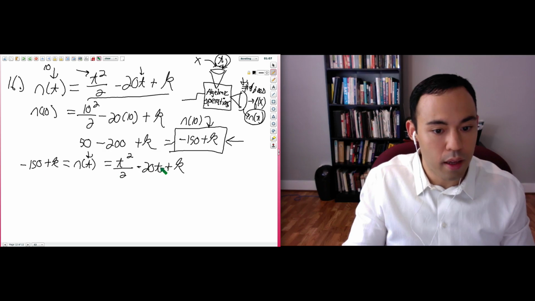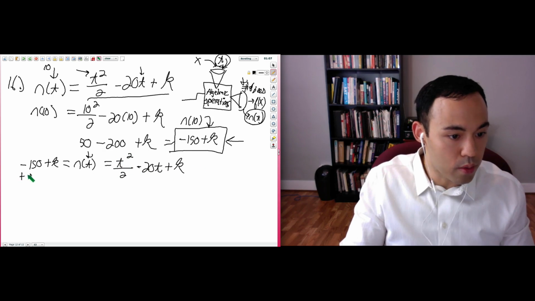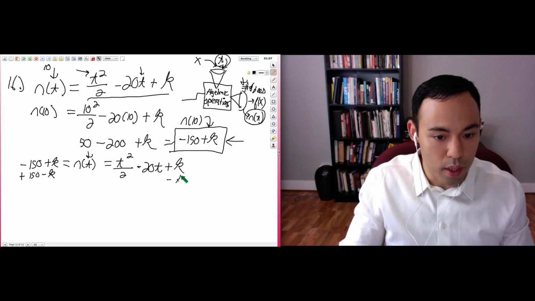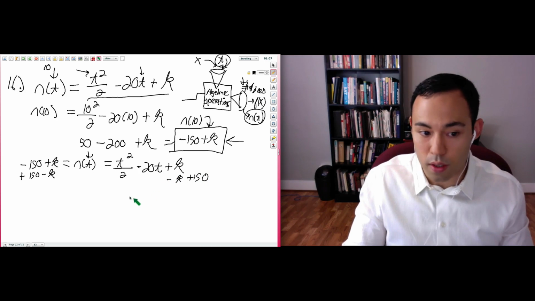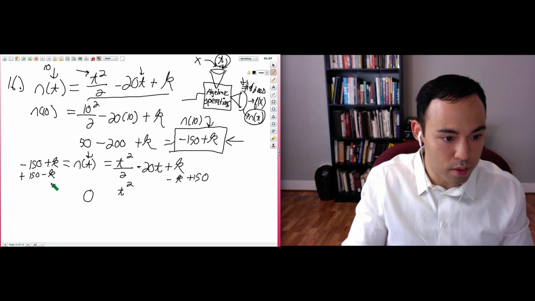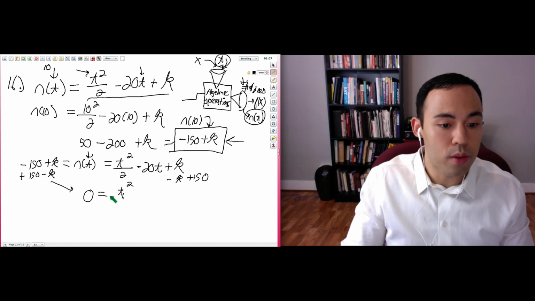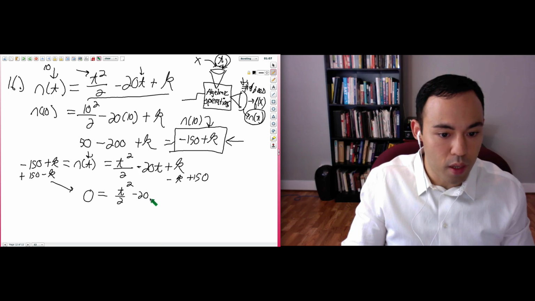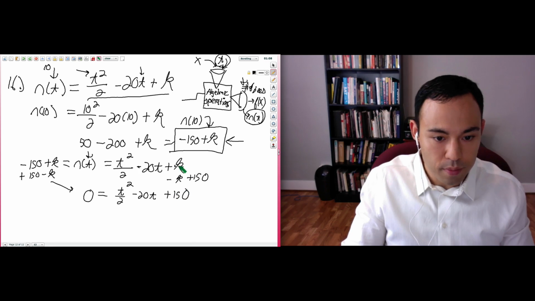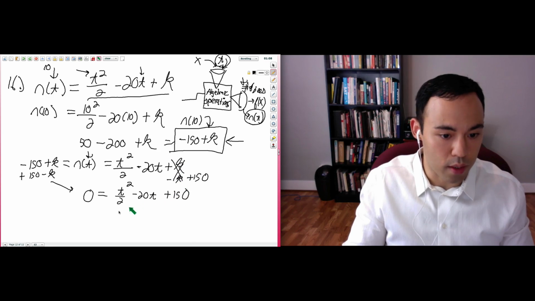Let's go ahead and get this whole side of the equation equal to 0. So we're going to add 150 minus k to both sides. I'll put the minus k right here because those are going to cancel out. Good. Now that mystery value's gone. We don't have to worry about it anymore. So we have 0 equals t squared over 2 minus 20t plus 150. The k's have canceled out.